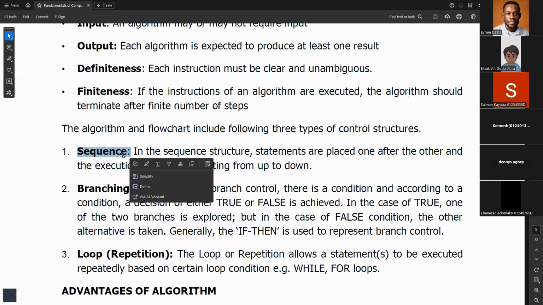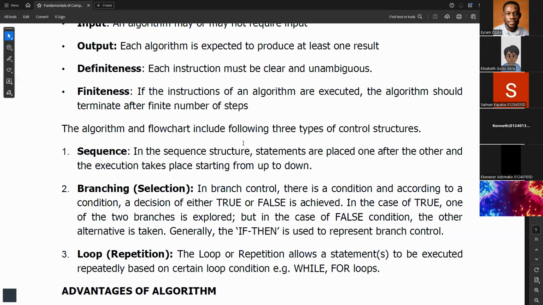First, we have what we call the sequence. Now, in the sequence structure, statements are placed one after the other, and the execution takes place from top to bottom. What does this mean? This means that there are problems that come in sequential form, in a linear form. So one step after the other, and then it comes to a halt.